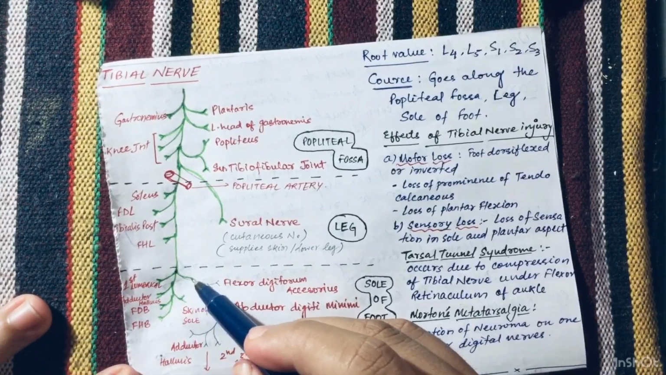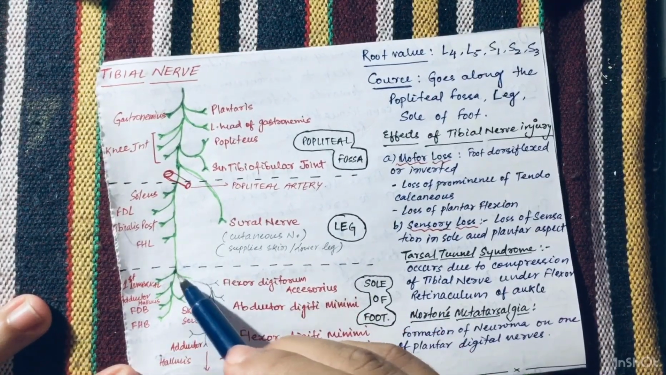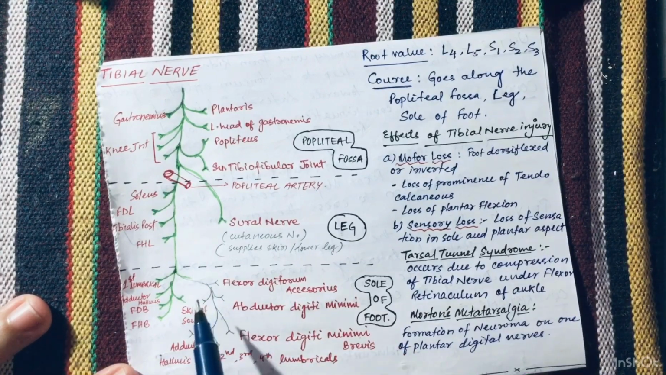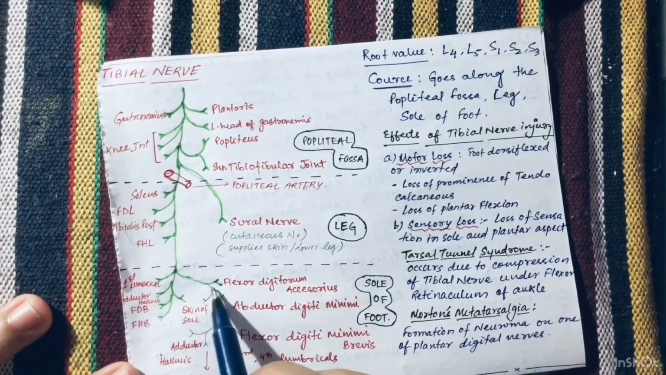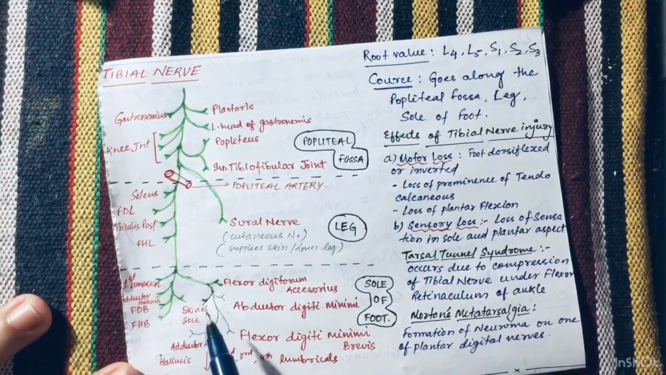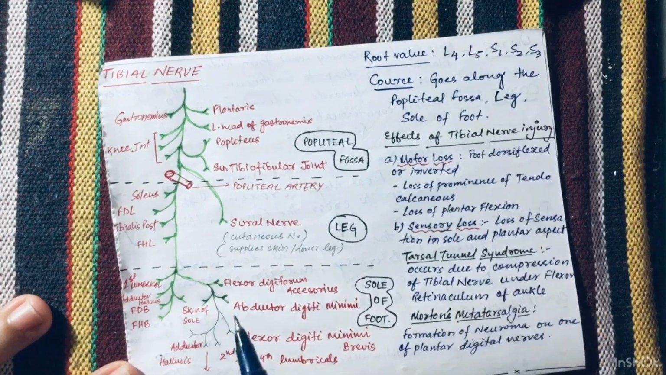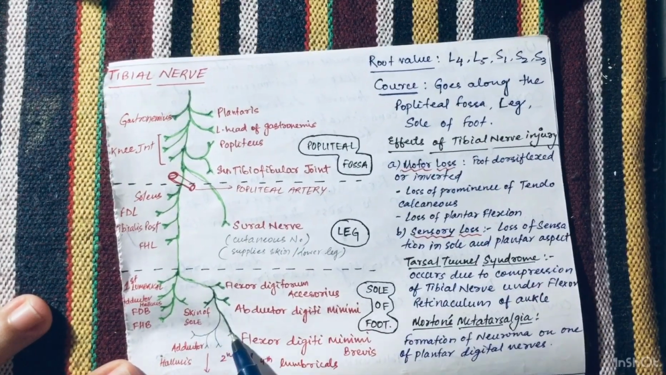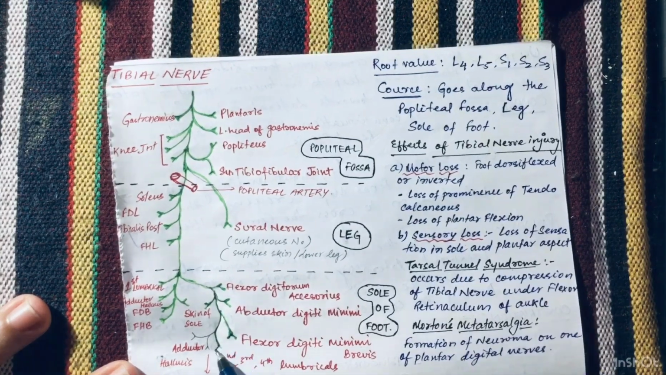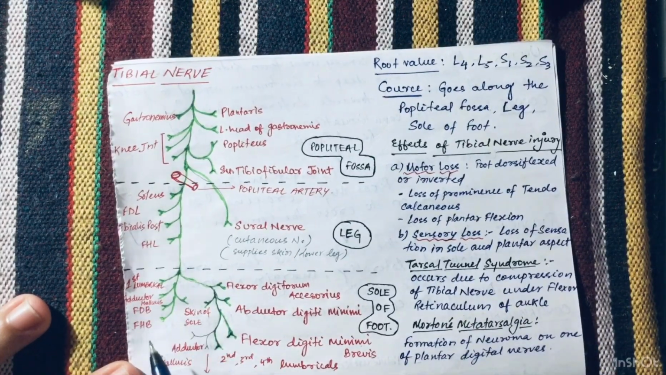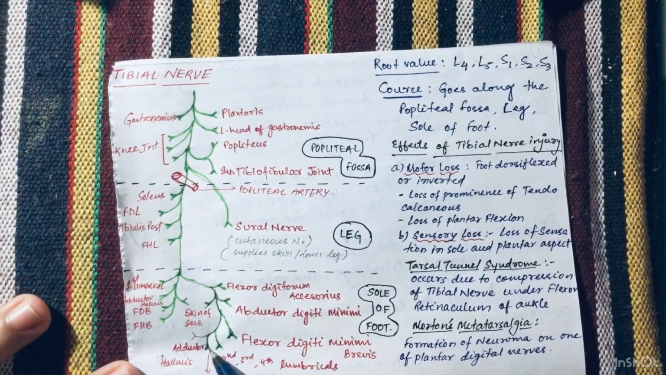One of the most major branches here is that when it enters the sole of the foot, just after the division of the leg, it supplies flexor digitorum accessorius. Then it supplies the skin of the sole of foot. Then it supplies the abductor digiti minimi. Then it goes down again and supplies flexor digiti minimi brevis. Then all of the other lumbricals which were not supplied here, such as second, third and fourth lumbrical. Then it goes on to supply interossei.